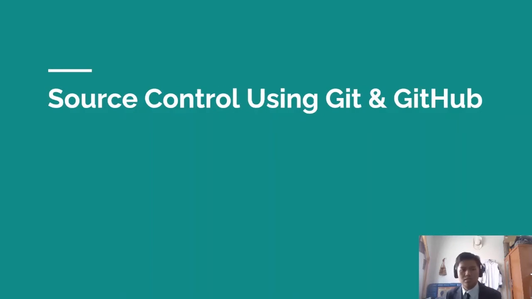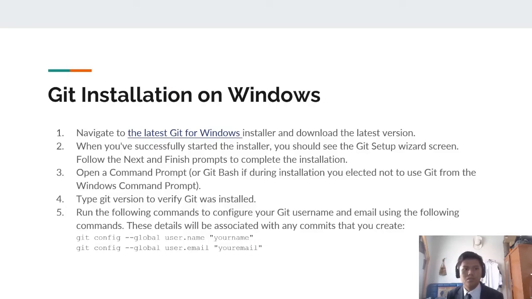Okay, the first section is source control using Git and GitHub. The first thing before we use Git is installation. First, navigate to the latest Git for Windows installer and download the latest version. After it is successfully installed, you should see the Git setup wizard screen. Follow the next and finish prompts to complete the installation.